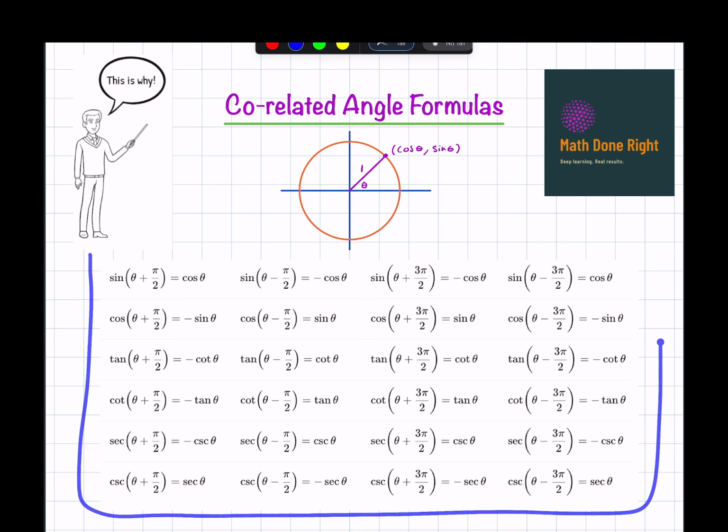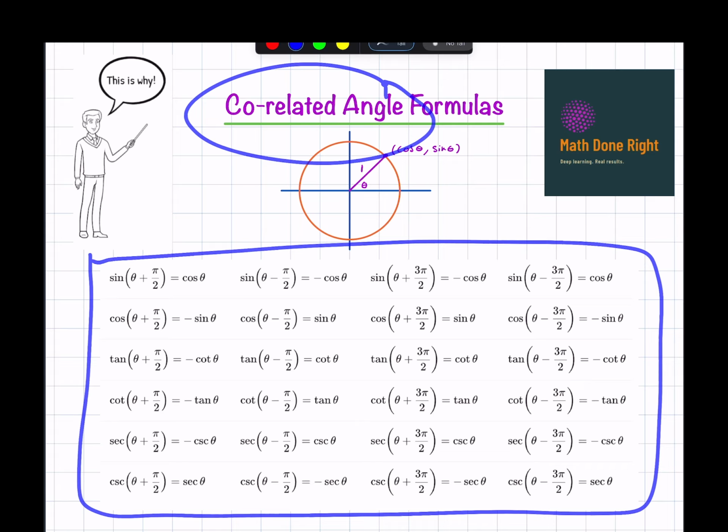Okay, so here we have this big, scary-looking table of trig identities. There are 24 of them, in fact. These are the correlated angle formulas, and they show us how to add pi over 2, negative pi over 2, 3 pi over 2, or negative 3 pi over 2 to the theta, the argument or input, as we call it, to sine, cos, tan, cotangent, secant, cosecant.